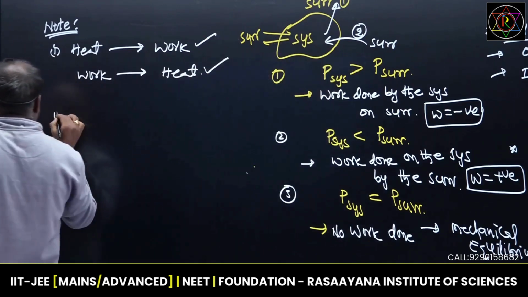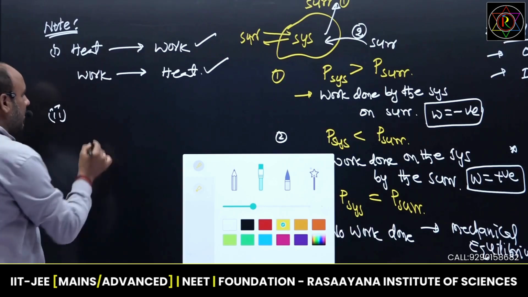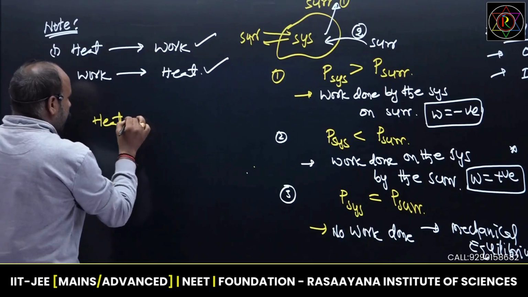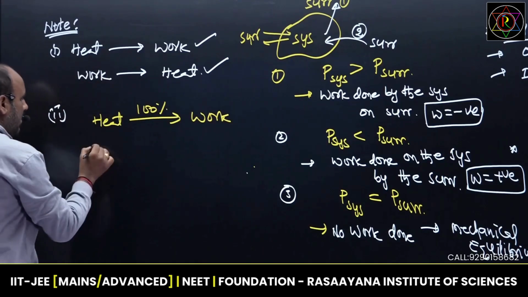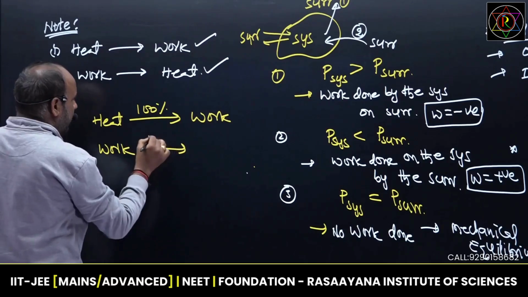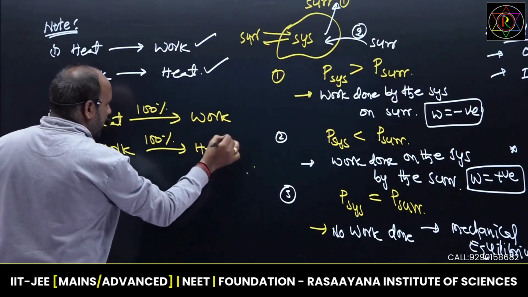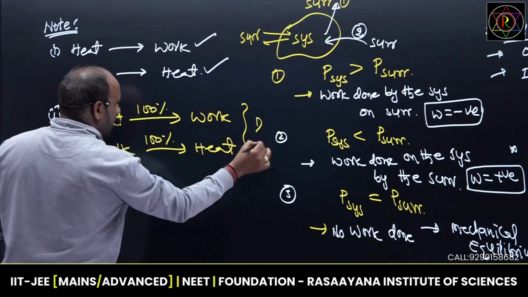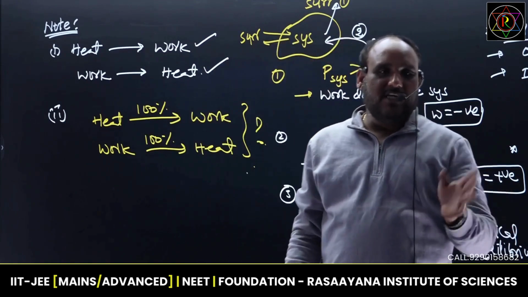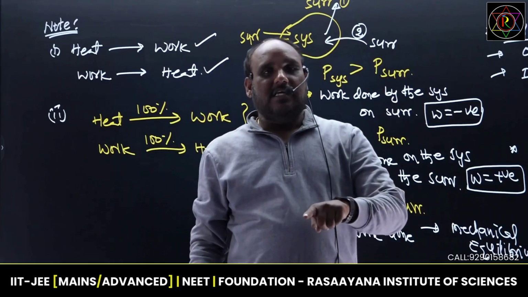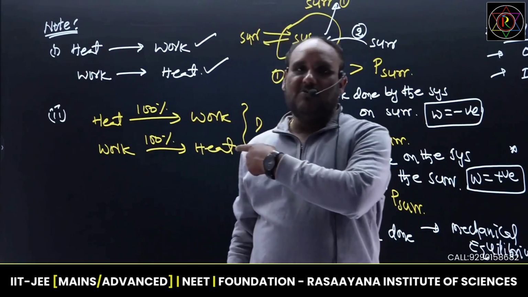But what was my question? The second one: whenever we apply these conditions at 100%, that means 100% heat is converted into work, or 100% work is converted into heat, right? Why? This is my question. Somehow an amount will be transferred, heat converted into work, work converted into heat. But in case of 100% complete conversion, which one is possible and why?